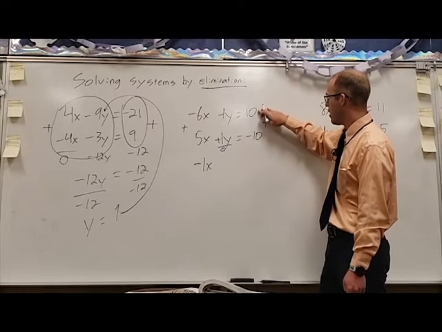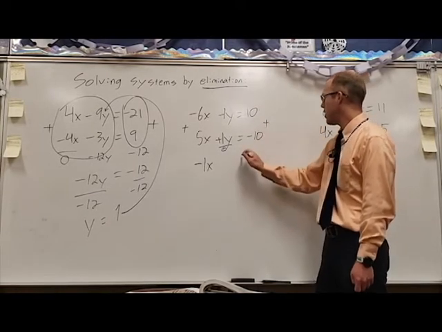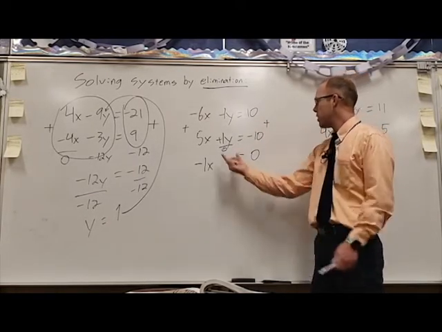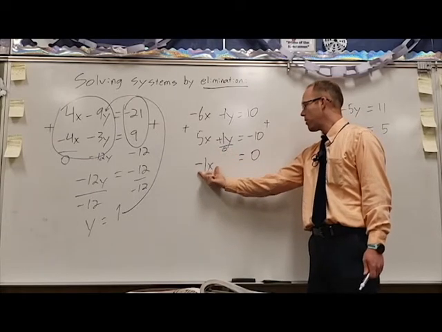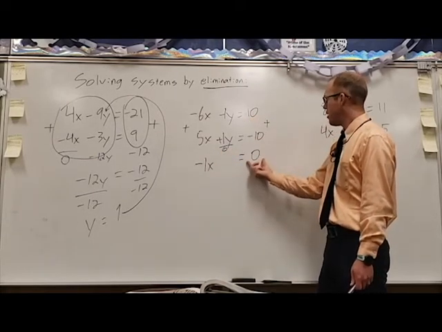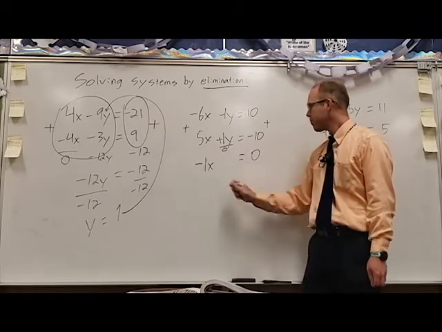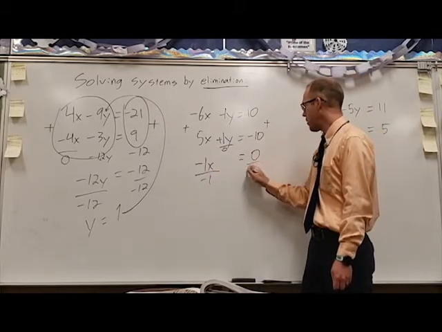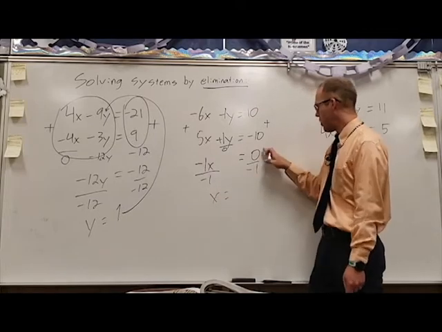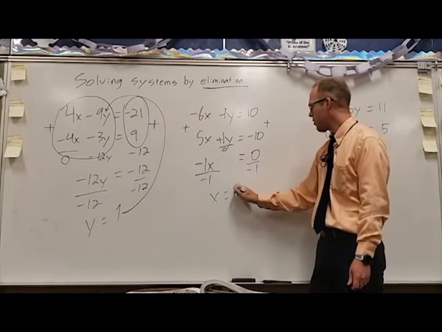Over on the right-hand side, we have a positive 10 plus a negative 10. We get 0. Now, I didn't write this 0 because I don't need it, because we have this on the other side. I do need this 0 because it's the only thing left on that side, so make sure that you write that down. Finish this out by dividing by negative 1, and we get x equals 0 divided by any number is still 0.